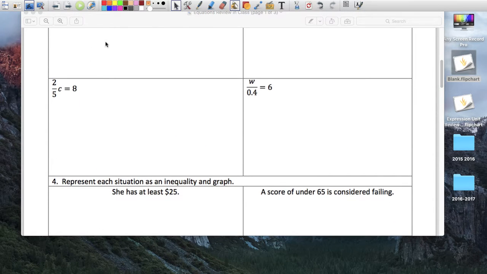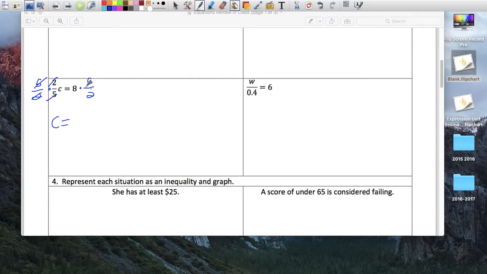So this one is where a coefficient is a fraction. So I'm going to multiply both sides by the reciprocal. The reciprocal of 2/5 is 5 over 2. And same thing, 5 over 2 over here. 5 and 5 and 2 and 2. All these cross out, become 1 or 1c, or just simply c.